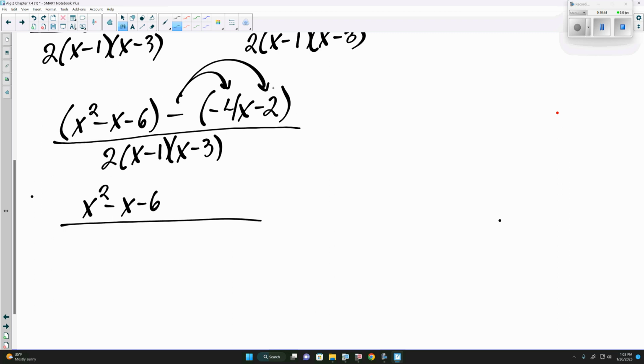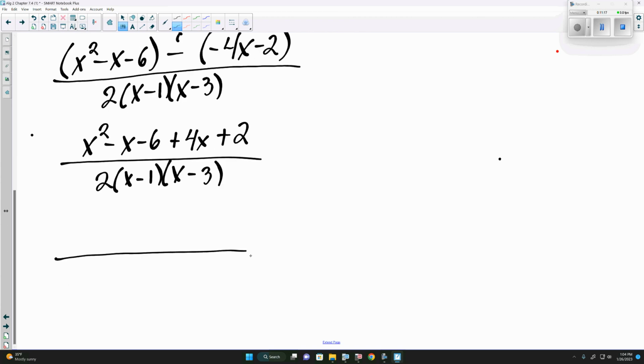Now the second one we're minusing, because if we minus negative 4x, well, the negative and negative make a plus. So we have positive 4x. Negative, negative 2 is going to be positive 2. So that's what we need to be careful with, especially with subtracting. That negative has to be distributed to the second term, whichever one we're subtracting from it. And on bottom, we have 2 times x minus 1 times x minus 3.